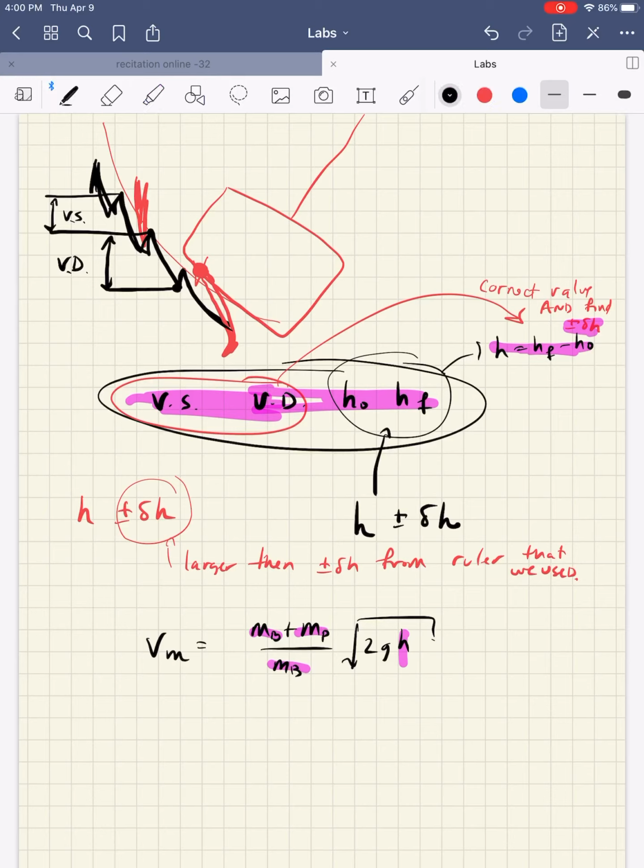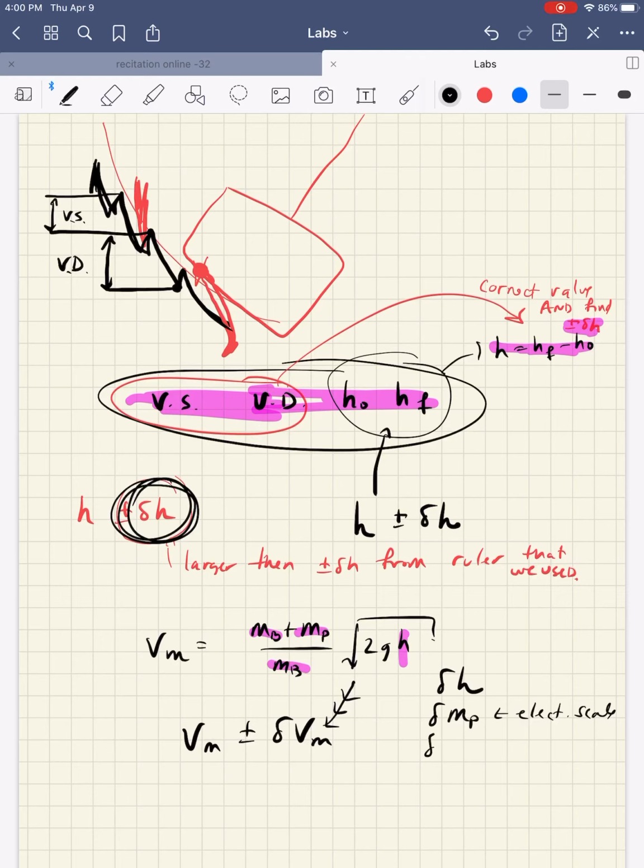And it's at this time you're also going to be asked to propagate the error one more time from this equation. So you'll have your uncertainty in H that you've just found over here by estimation methods. The uncertainty in the mass of the pendulum comes from the electronic scale, and the same with the uncertainty in the bullet. So those are both the 0.01 grams from the electronic scale, but propagate the error and determine the uncertainty in V muzzle.